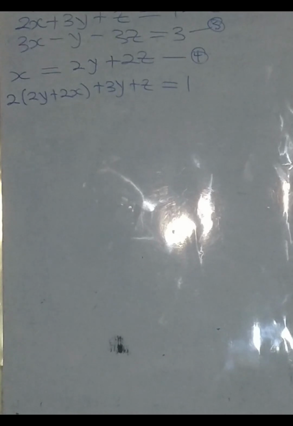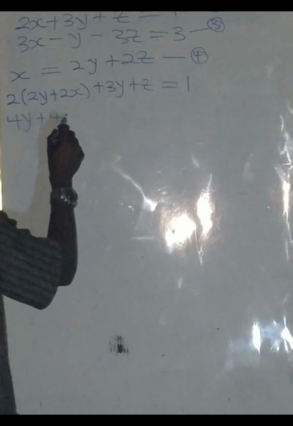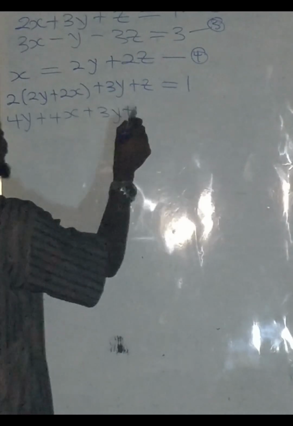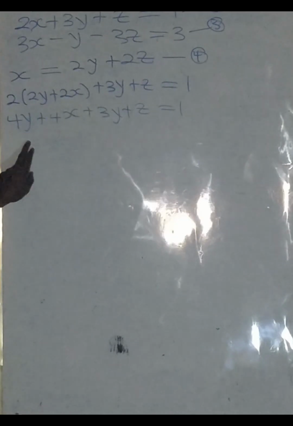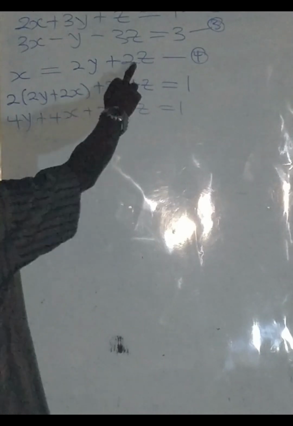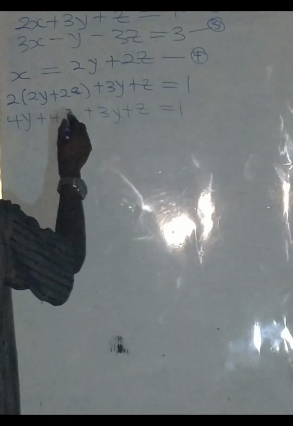Now we multiply. 2 times 2y, we have 4y, plus 2 times 2z, we have 4z. Plus 3y plus z equals 1, eh? Yes, sir. Let's collect like terms now. Here we have z, and here is also z, so 4z plus z. Good.